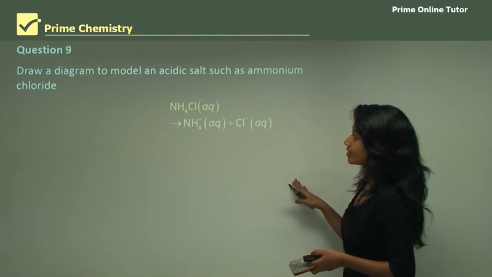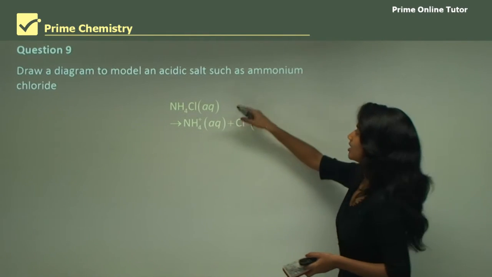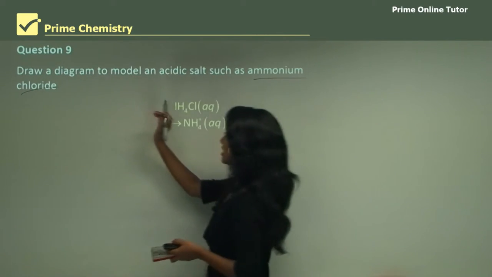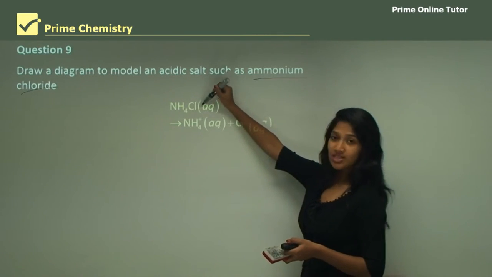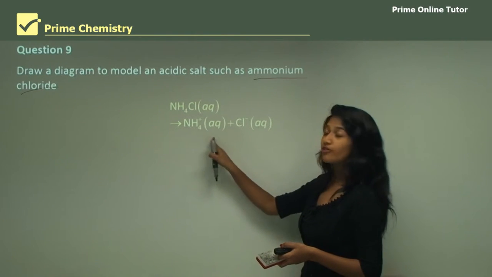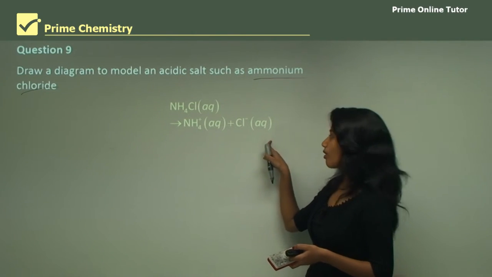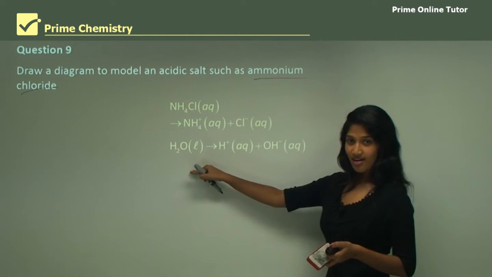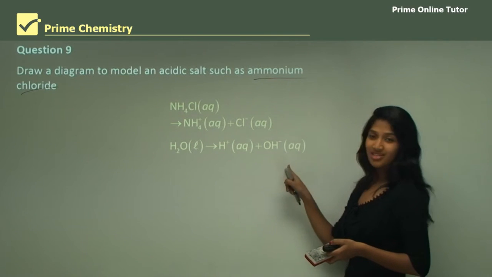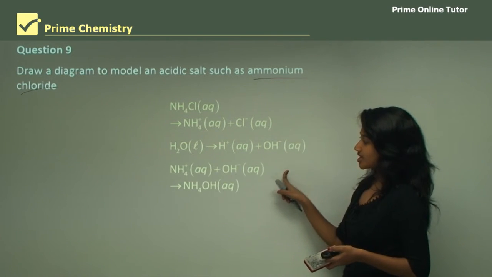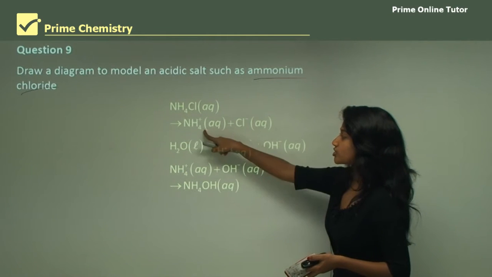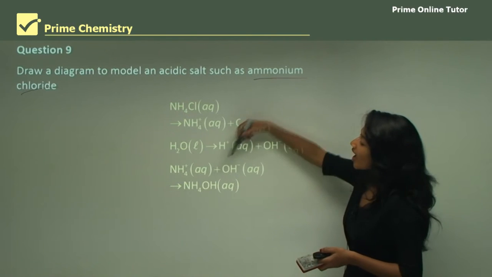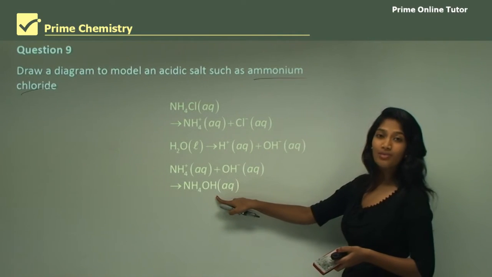We'll start off by seeing what's actually happening. What's our salt used? Ammonium chloride, in other words, NH4Cl. NH4Cl is going to form ammonium ions and chloride ions. There's also going to be water present in the beaker, which forms hydrogen ions and hydroxide ions. Our ammonium ions are going to be attracted to the hydroxide ions because they're opposite charges, and when they're attracted they form ammonium hydroxide.